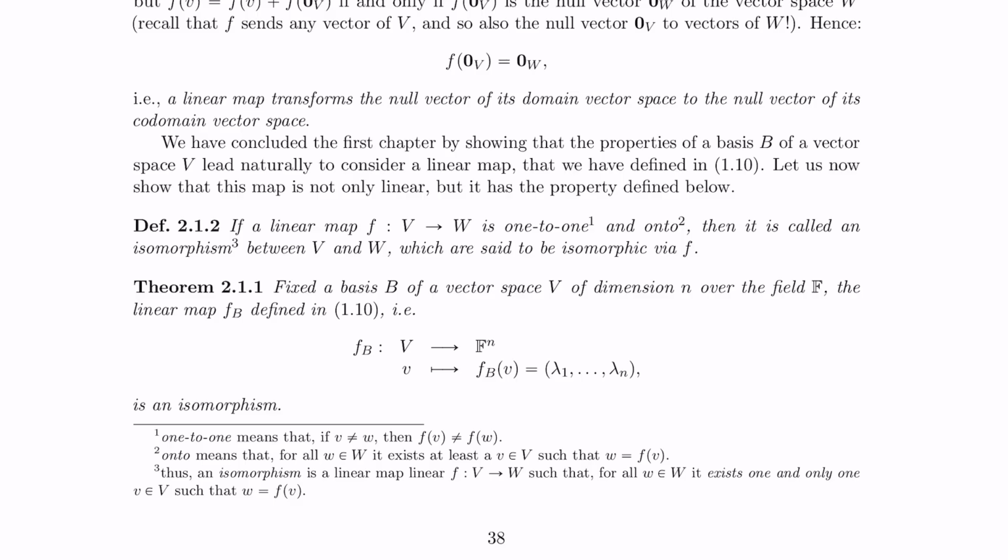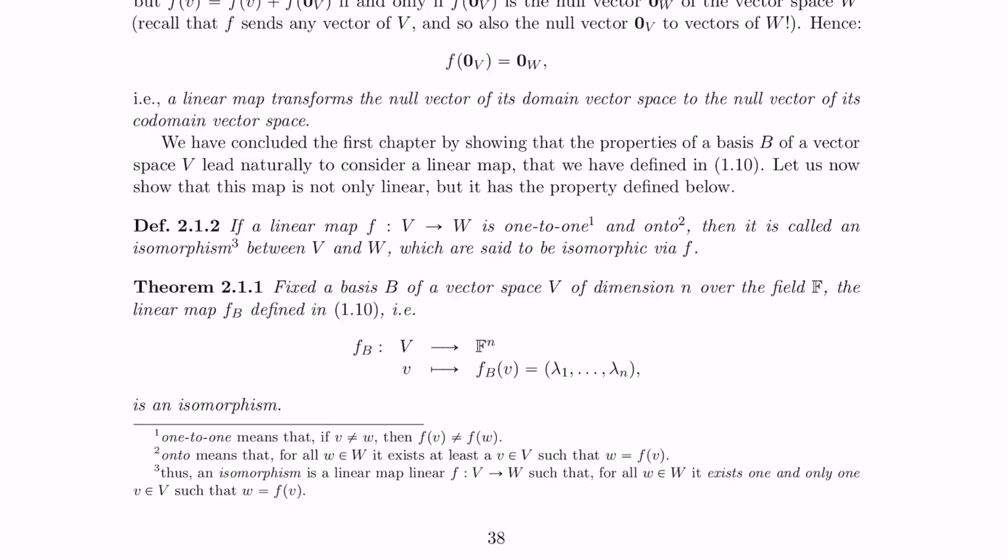If we don't consider a generic function between vector spaces, but a linear map, which is asking more between these two vector spaces, which is one-to-one and onto, then this linear map is said to be an isomorphism between the vector spaces, and these vector spaces are said to be isomorphic via f. Let's immediately see with this theorem a very important example of identification between two vector spaces.